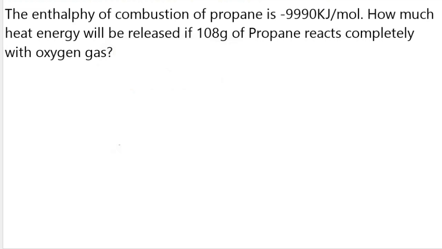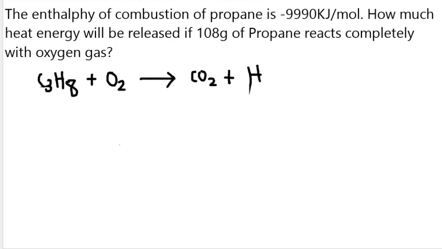The enthalpy of combustion of propane is negative 9,990 kilojoules per mole. How much heat energy will be released if 108 grams of propane reacts completely with oxygen gas? So we can just write a chemical reaction here. So propane reacts with oxygen. Of course, it is a combustion reaction, therefore it will release carbon dioxide and water.